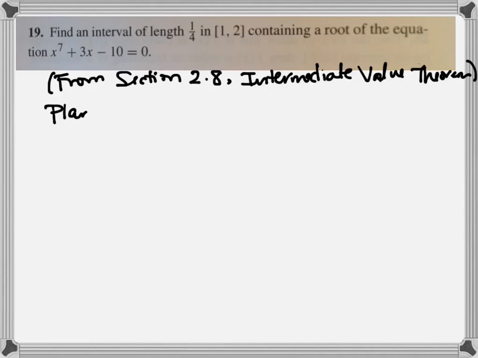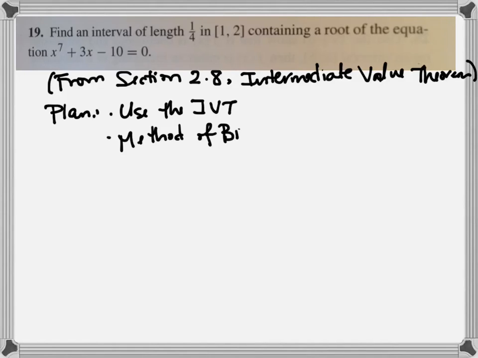So what I'm thinking is I'm going to use the intermediate value theorem, and I'm going to use what the book calls the method of bisection to cut down that interval from an interval of length 1 to an interval of length 1/4. So I'm expecting that we're going to use the method of bisection twice.